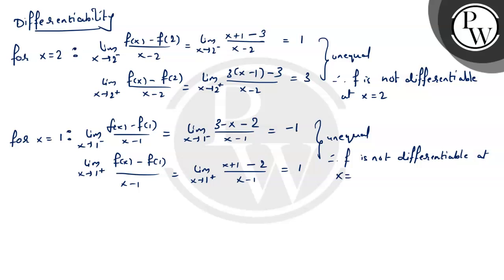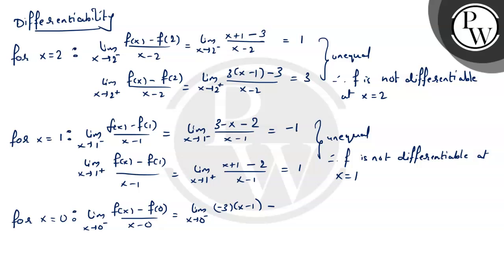at x equals 1. Lastly, for x equals 0, we have the limit as x tends to 0 minus of f(x) minus f(0) divided by x minus 0. Now, to the left of 0, the function is defined as minus 3 times x minus 1. So we have the limit as x tends to 0 minus of minus 3 times x minus 1 minus the functional value, that is 3, divided by x. So now this evaluates to minus 3x plus 3 minus 3, the 3s cancel, and so the limiting value is minus 3.